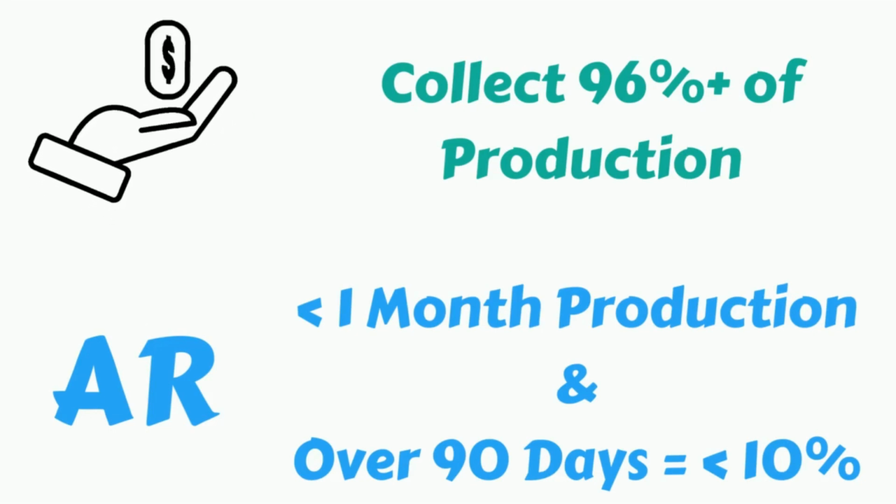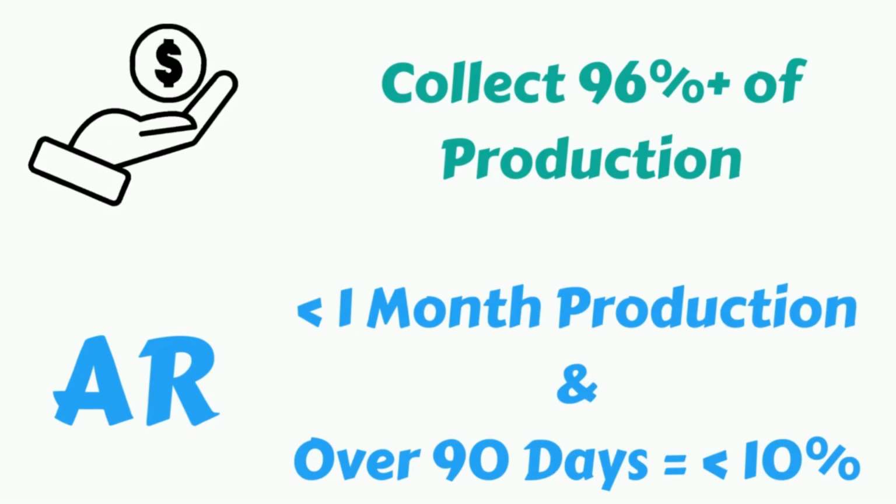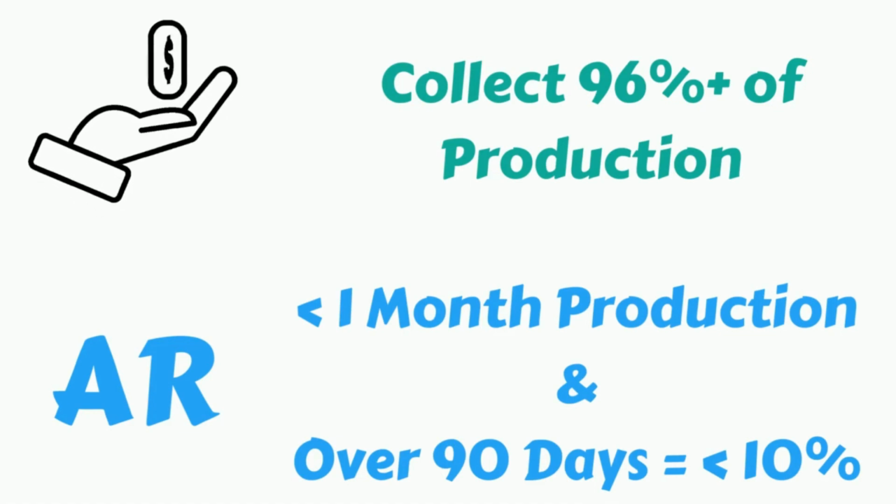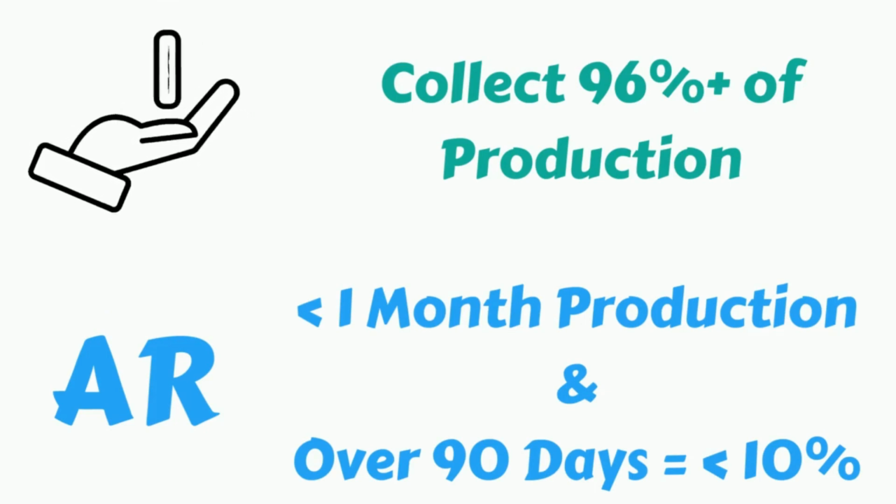Accounts receivable should not exceed 1 month of the average production, and any AR that you see over 90 days old should be less than 10% of the total AR. Otherwise, you're probably never going to see that money.